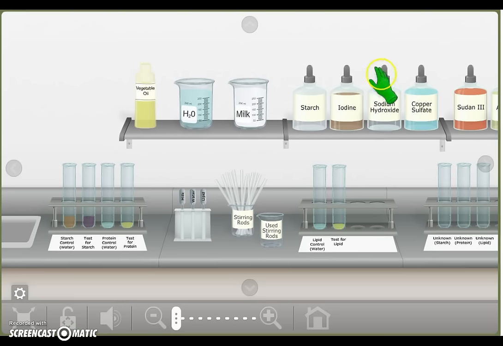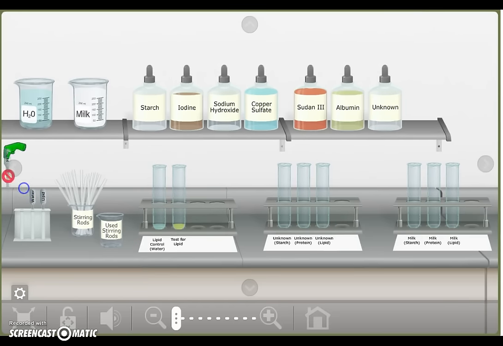You're going to go through and do the same thing with sodium hydroxide and copper sulfate for the protein control and the protein test, and the lipid control and the lipid test. That's what you're going to do. And then after you've done that, you're going to set up milk in your vials, as well as something that's called an unknown. We don't know what it is. The unknown from here.